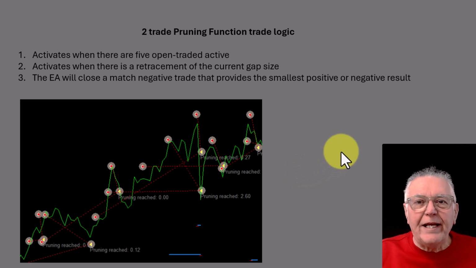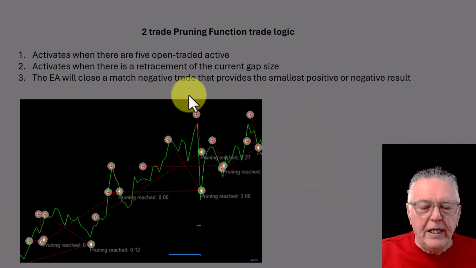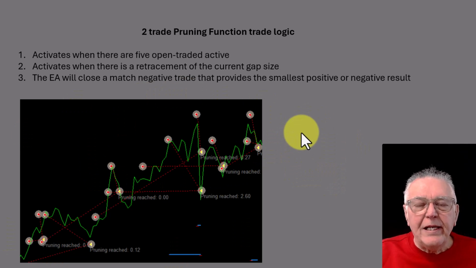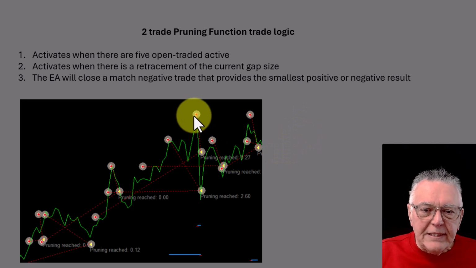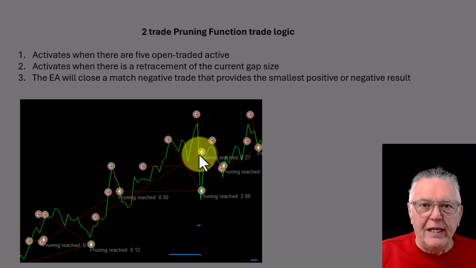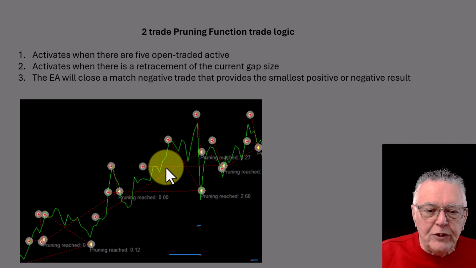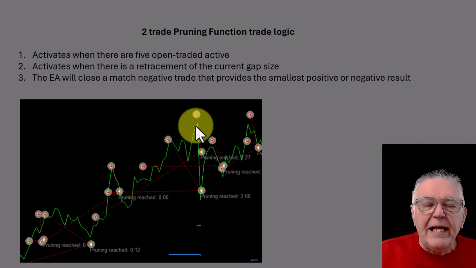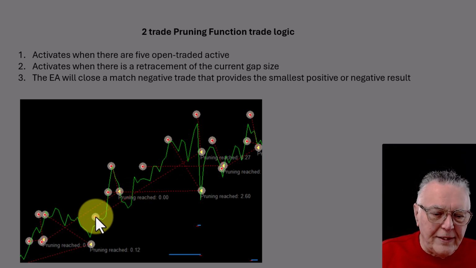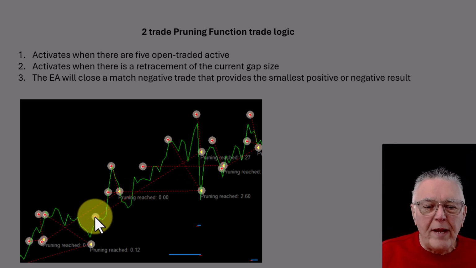Okay, so let's take an example from this illustration here, and again, it will be a lot clearer when we see it live. Let's say there was a trade opened and it retraced by the gap size, so it actually made a nice profit there. Then what the EA does is it goes and finds a negative trade that is less negative than the profit that was made. So it goes and finds, and there it found a trade way back there.